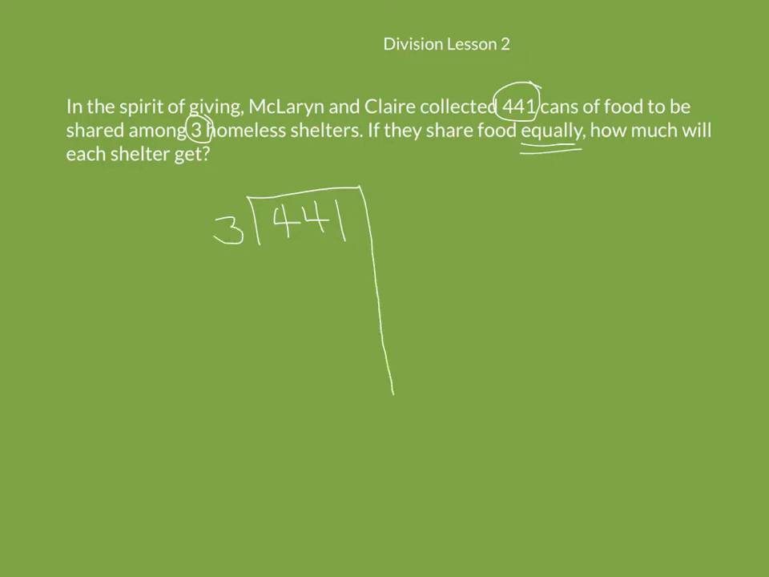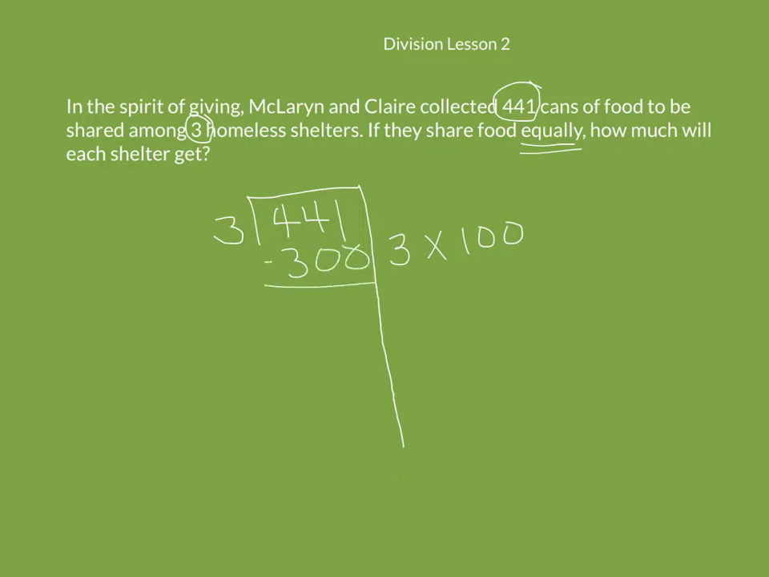So our strategy has been to look at the largest place value, which is hundreds, and think, can I make 100 groups of 3? Sure, because 100 times 3 would be 300. Can I make 200 groups of 3? No, that would be 600. So let's make 3 groups of 100. So each shelter is going to get at least 100 cans of food. 3 times 100 is 300.